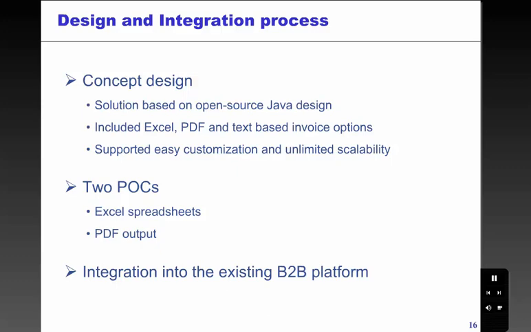As our initial customer for this product, much of the design we were looking at was tweaked thinking of their B2B business operations. Qualitrol Tech reviewed the existing system and listened to the client's issues and needs. And we reviewed that with IT staff, with accounting staff, with sales staff, with many different groups within the company. The final design was then based on open source Java design, included options for Excel, PDF, and text-based invoices, and supported easy customization and unlimited scalability.